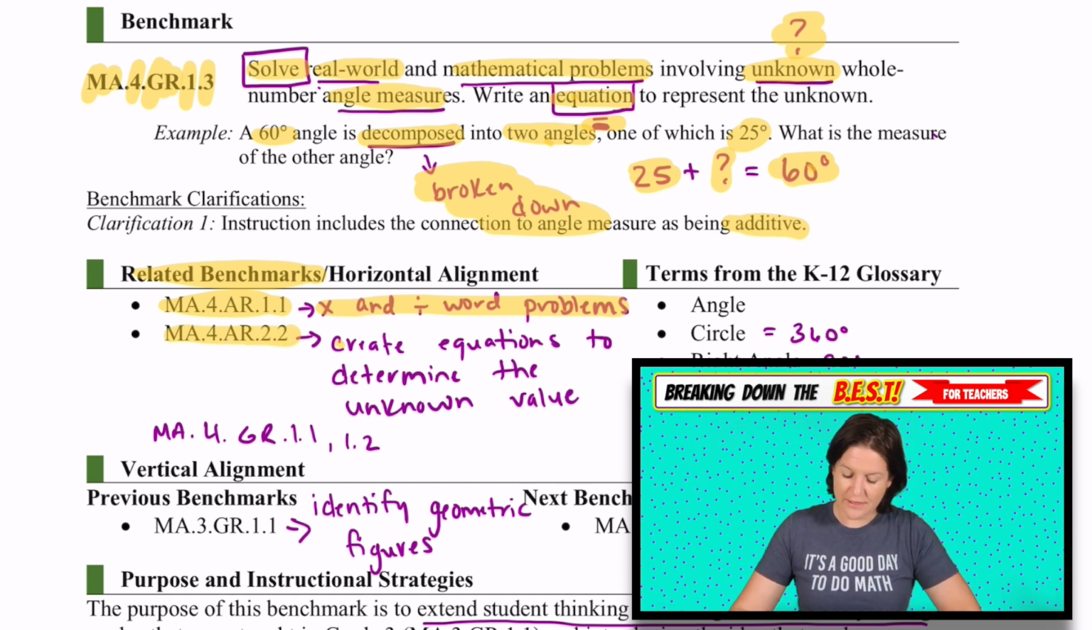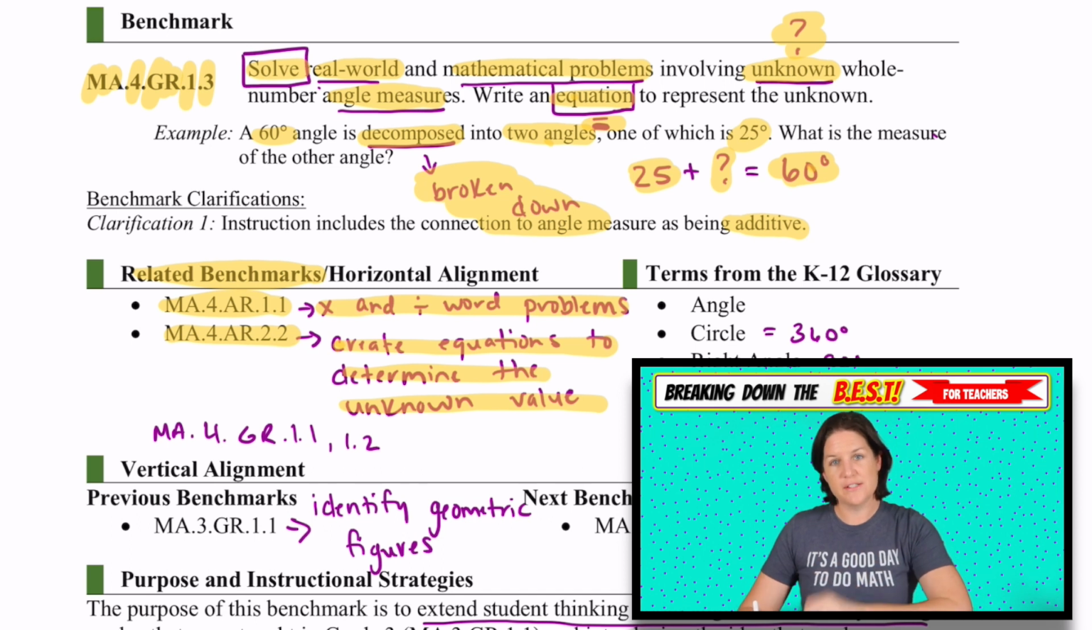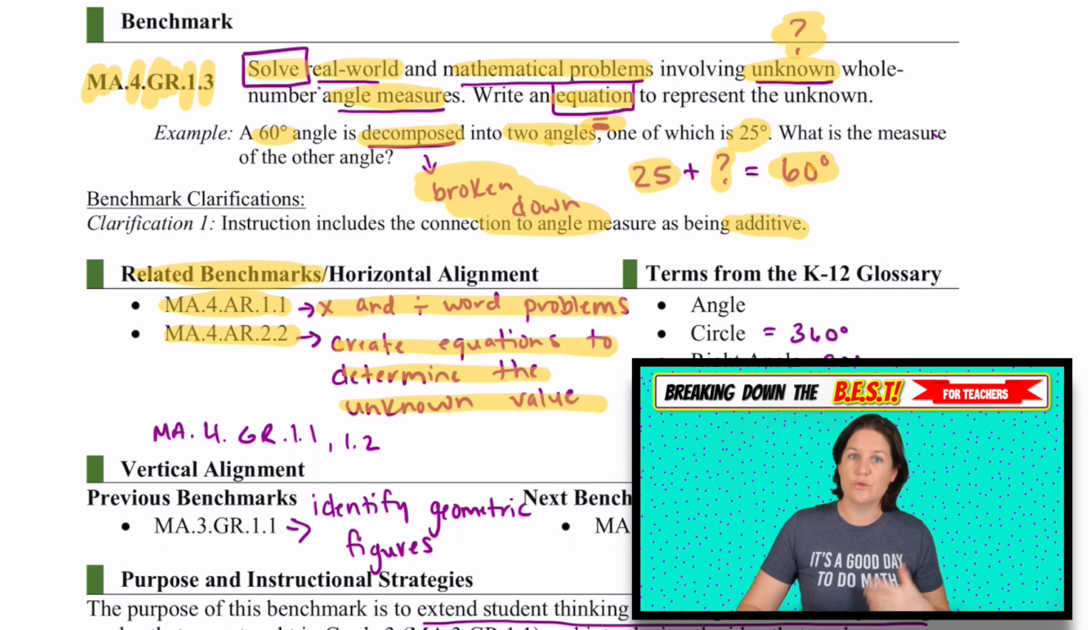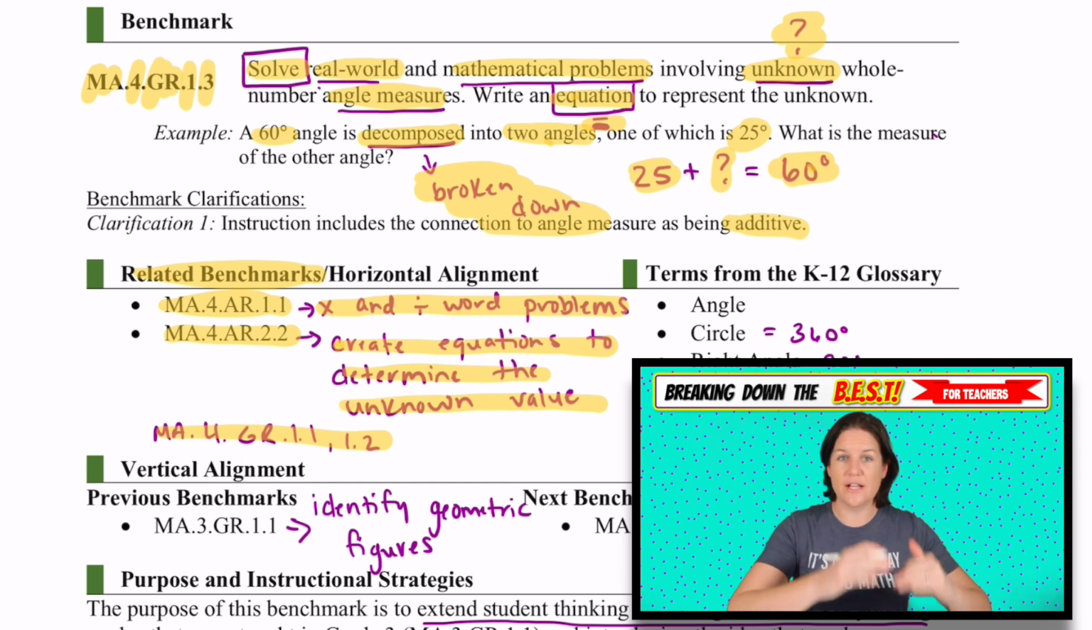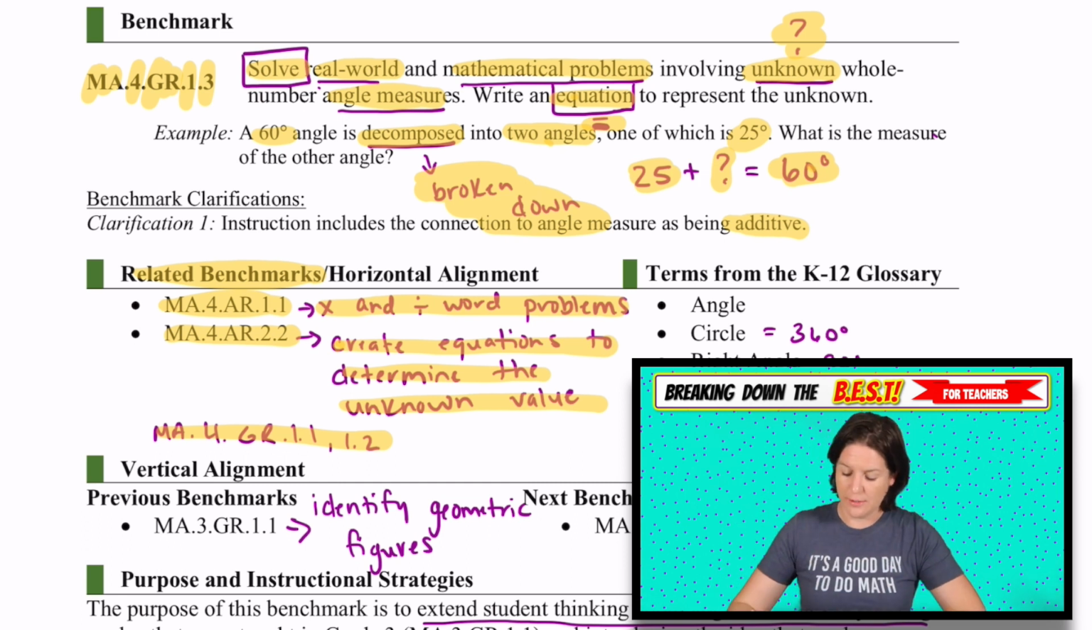We also have MA.4.GR.2.2, creating equations to determine the unknown value, which is a different standard, but we're doing something similar here. We're using what we know about angles to create those equations. I also listed 4.GR.1.1 and 1.2 because they are nice segues into the standard. I'm not sure why they didn't mention it there.